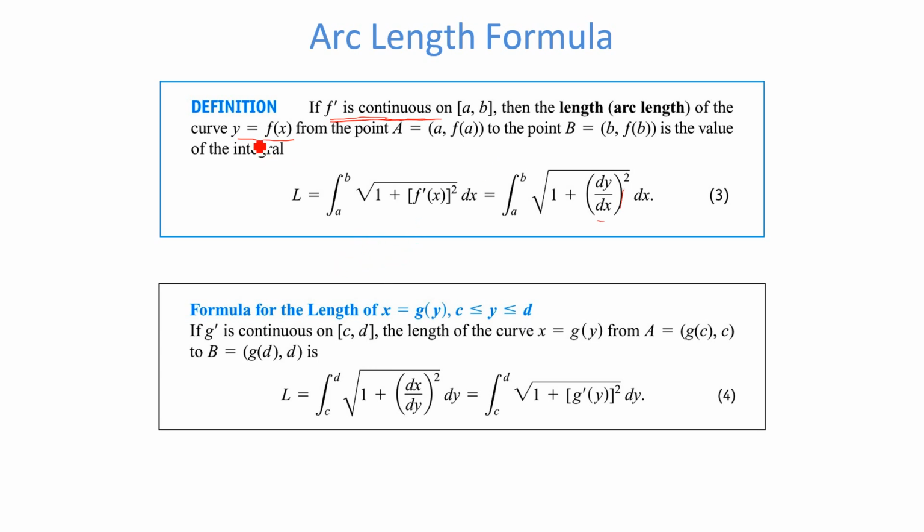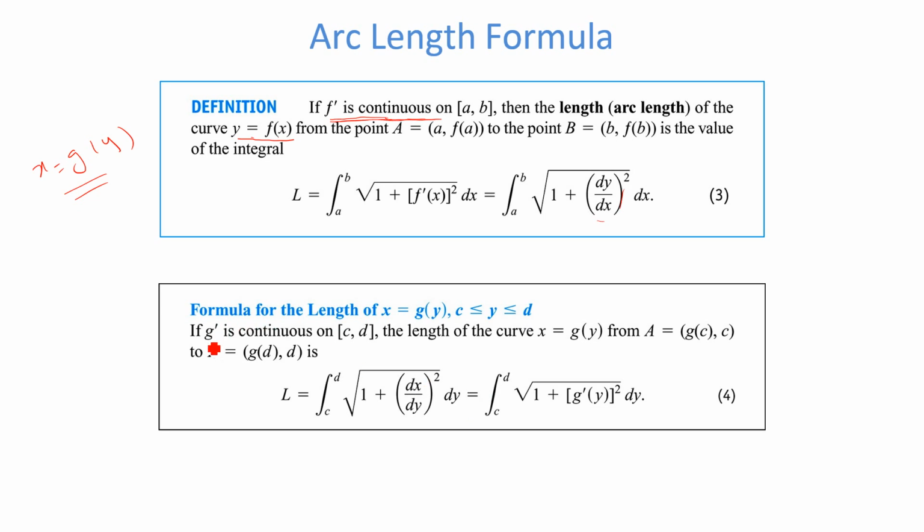That is, in this case, y is a function of x. Then we will replace this form by x is equal to g(y) using some manipulations, and then the length of the arc will become L is equal to the integral from c to d of the square root of 1 plus (dx/dy) squared dy.